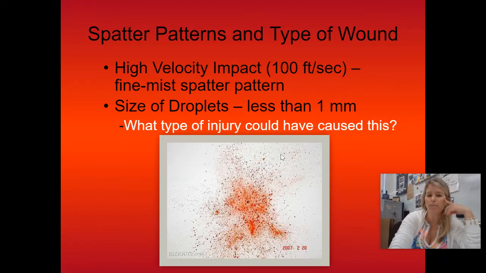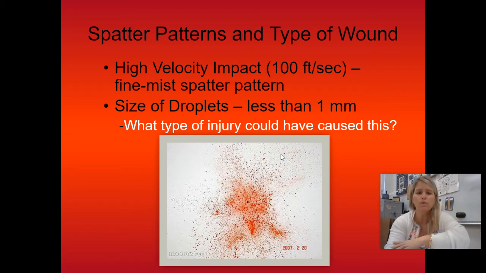So different spatter patterns are based on the velocity or the amount of impact, right? So this is high velocity. High velocity is usually associated with either a gunshot wound or a vehicular homicide, just somebody getting hit by a car, right? Those are the two that would be high impact. And we have tiny droplets there, you can see.